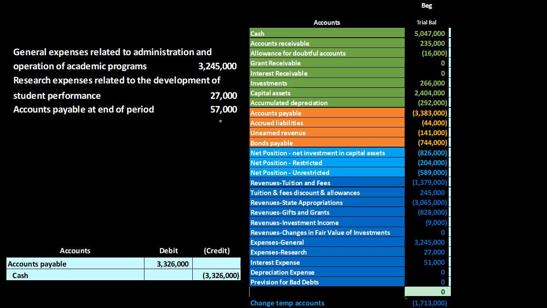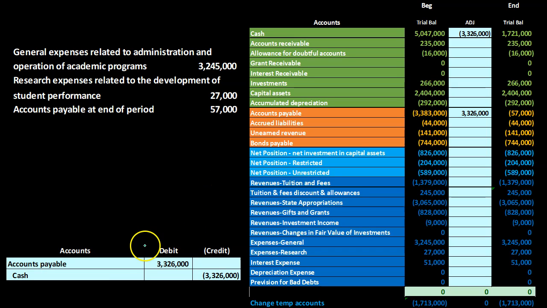So let's do that. We're going to post this out. And we're going to say then the cash is going to be decreasing, as we could see up top. The other side goes to the accounts payable, that's the debit. It has a credit balance. We're going to debit it down to the $57,000. So now we're at that balance.